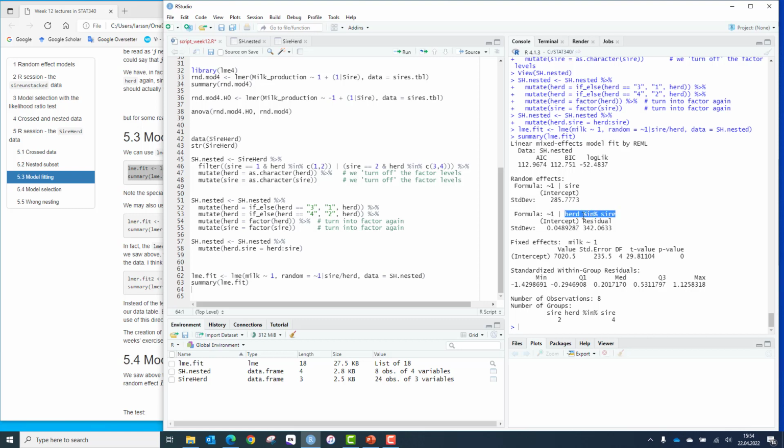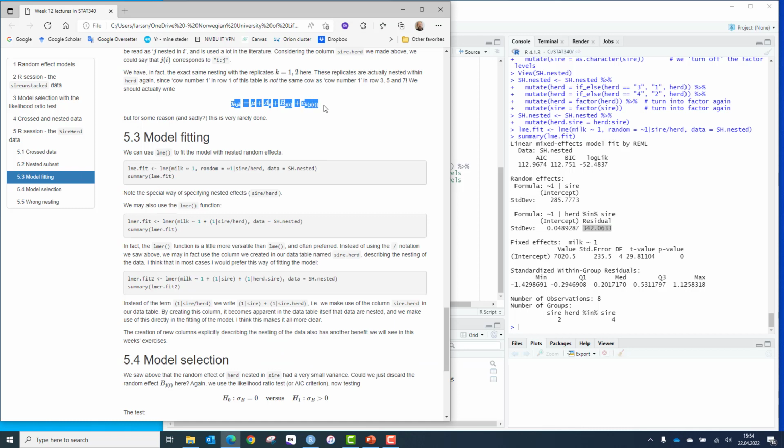This is a strange way of outputting it, I would say. I would have written it sire/herd as we did here. I don't know why they decided to make it look different here, but it means the same thing. And here we have its standard deviation of herd, very little, almost 0. And then you have finally the residual standard deviation, sigma E. So this is sigma B, and this is sigma E in this model, in terms of this up here, right? Sigma A behind this one, sigma B behind this one, sigma E behind this one.